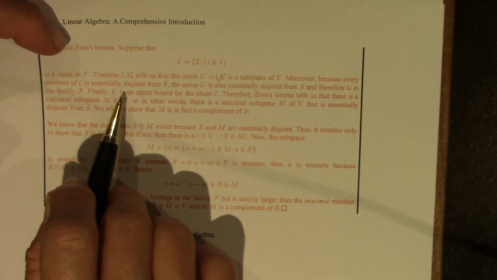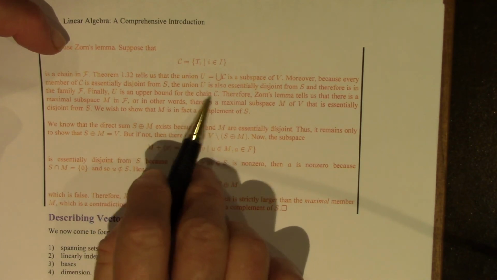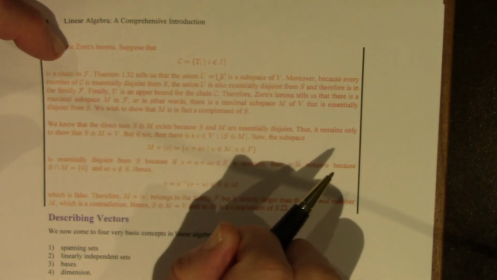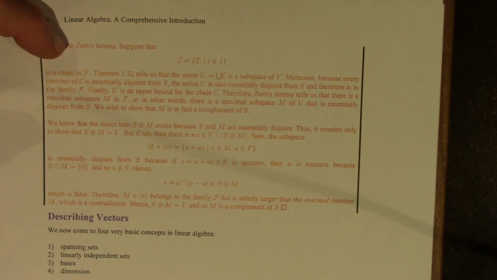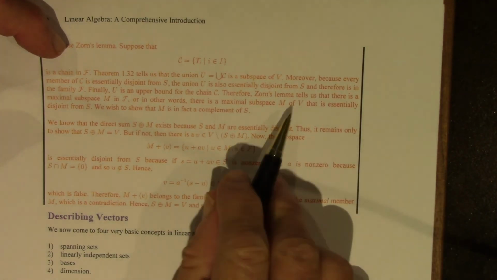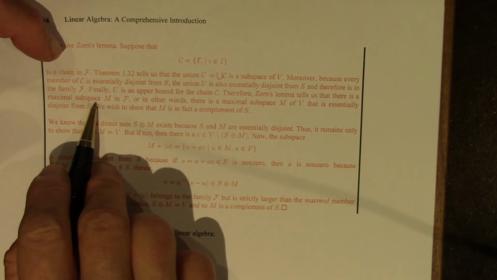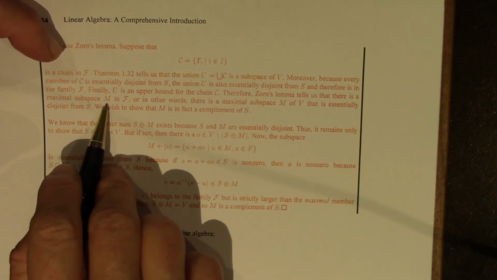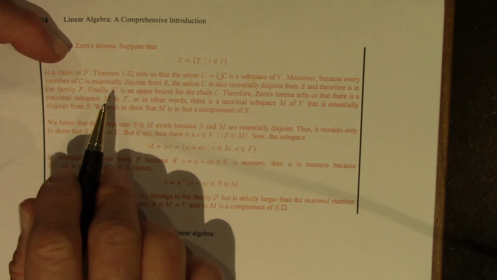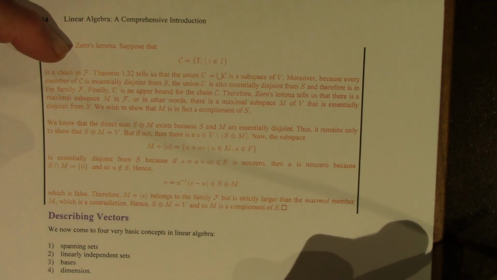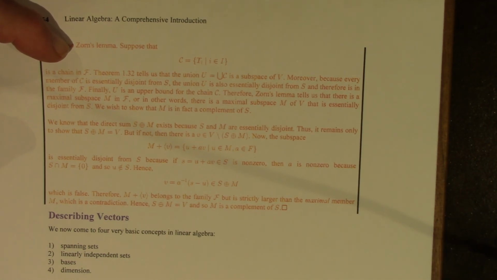But, finally, U is an upper bound for the chain. The union is an upper bound. It contains every member of the family. Those are the conditions for Zorn's Lemma. Every chain has an upper bound. And so Zorn's Lemma does tell us that the family has a maximal subspace. We'll call it M. So it's a maximal subspace of V that is essentially disjoint from S. And the plan is to show that M is in fact a complement of S.